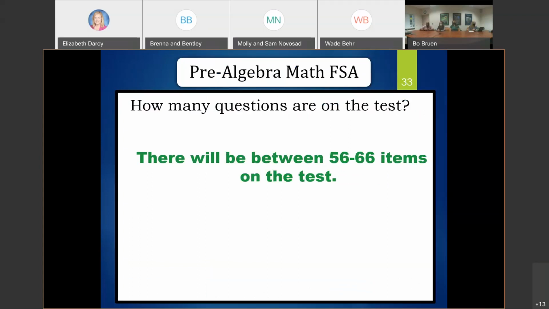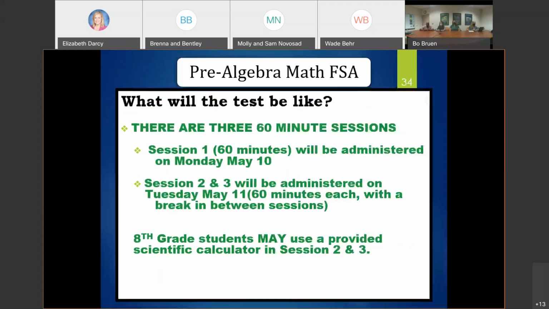How many questions on the test? Also 56 to 66 questions on that test. There will be 3 60-minute sessions for your pre-algebra tests. Like your 7th grade tests, session 1 will be administered first, followed by sessions 2 and 3.